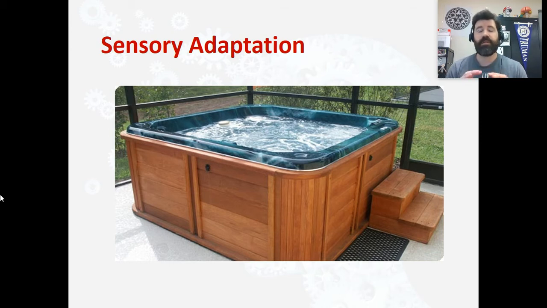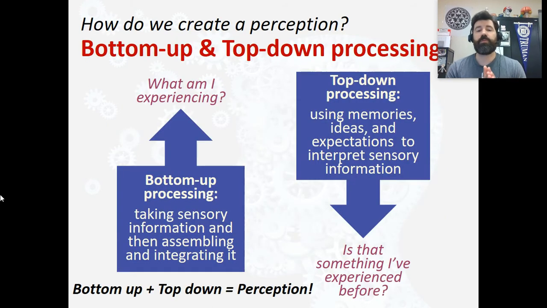So sensation, again, is sending messages from the outside world to the brain. And then perception is, what do we do with it? Perception is a little bit more difficult to wrap our mind around. So this next slide is going to look at these two terms, what we call bottom-up and top-down processing.